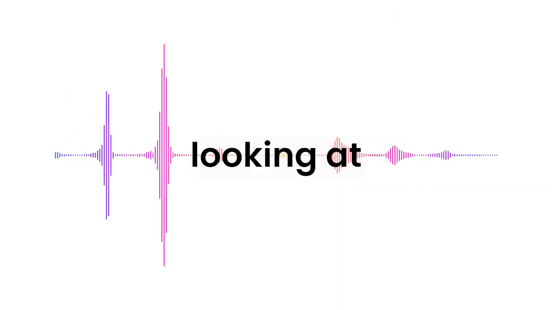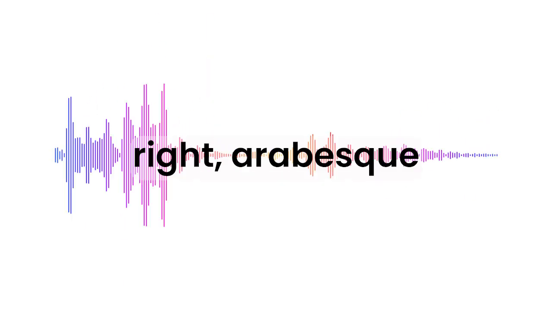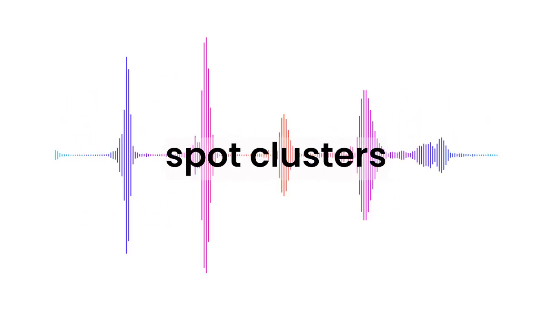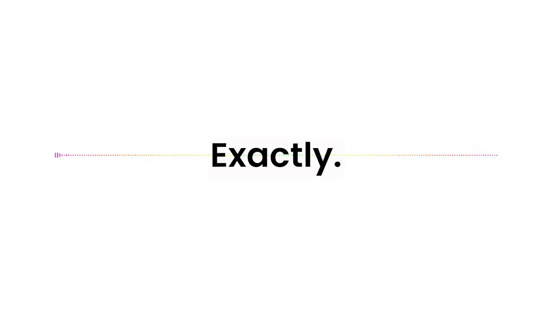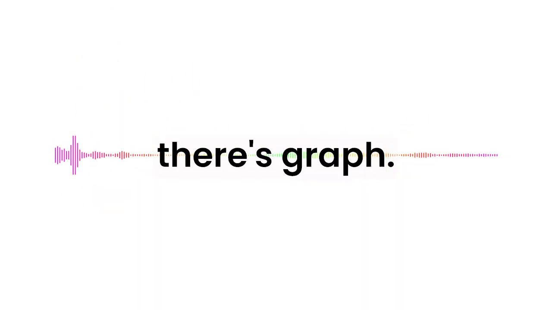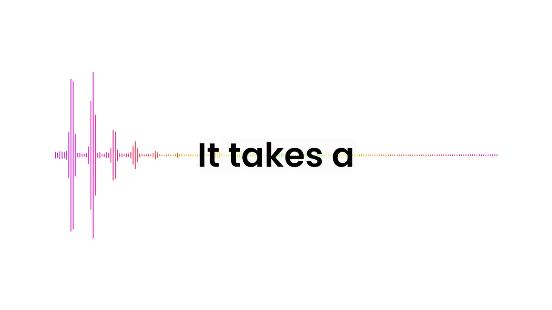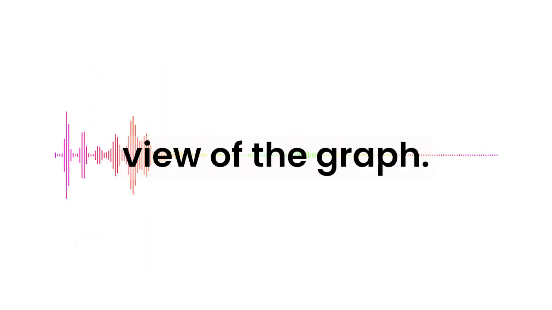So, for example, if you're looking at a financial network, Arabesque could help you spot clusters of transactions that might be fraudulent. Exactly. That's incredible. Powerful stuff. And then there's GraphX, right? Yeah, it takes a more holistic view of the graph.